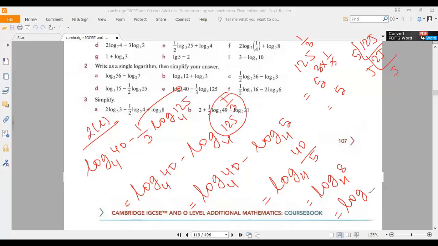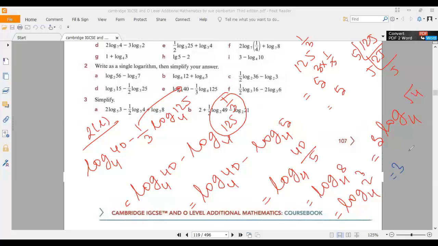8 also can be written as 2 cube. We need to convert this 8 to 4. So now, 8 should be 2 cube. Am I right? Then, here, 3 will be at first. 3, 4 base log. 2 also can be written as root over 4.